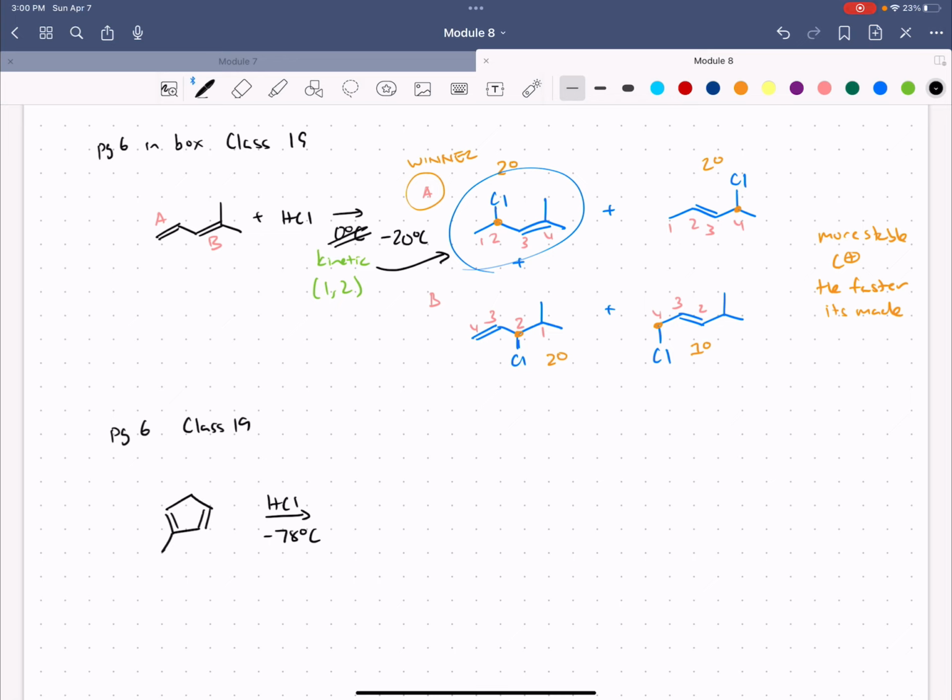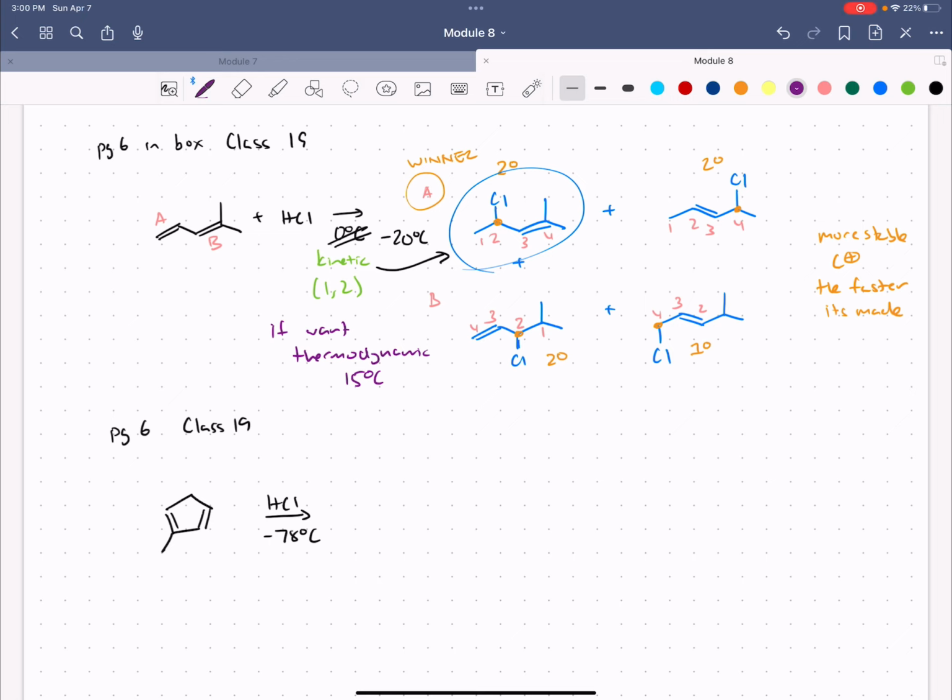Now, if you wanted, okay, I'll put this in purple. If you want the thermodynamic, so let's say the temperature is 15 degrees above 0. Okay.